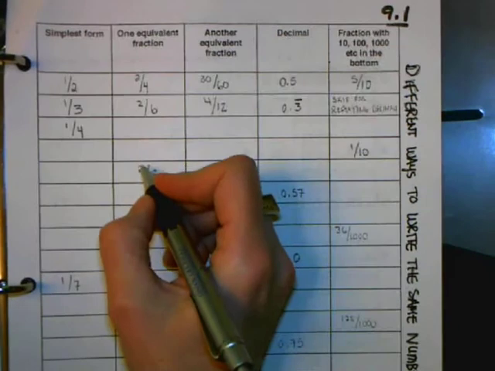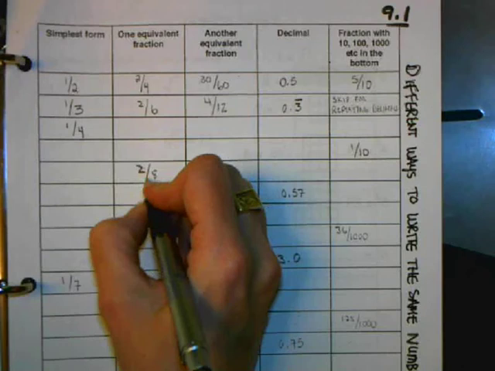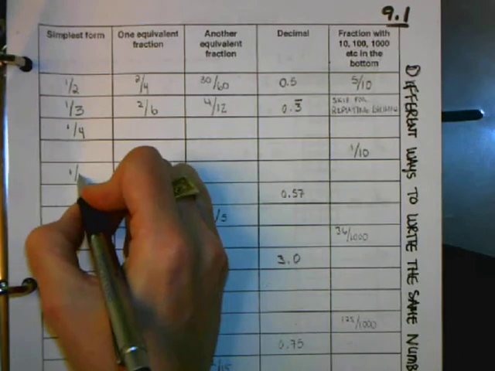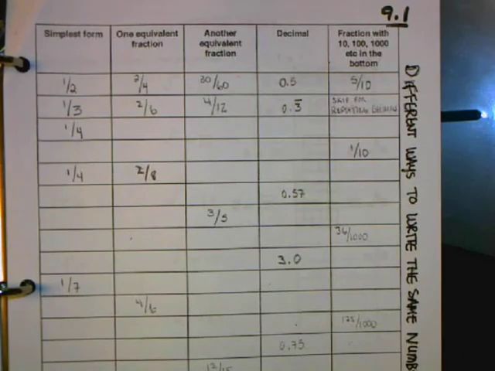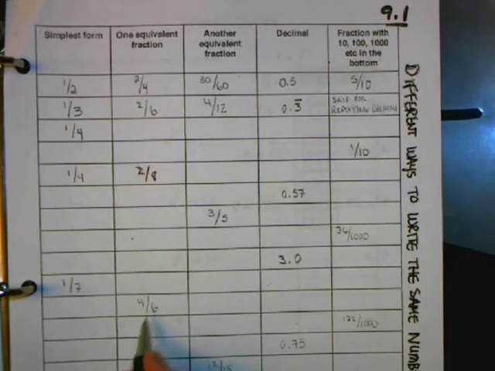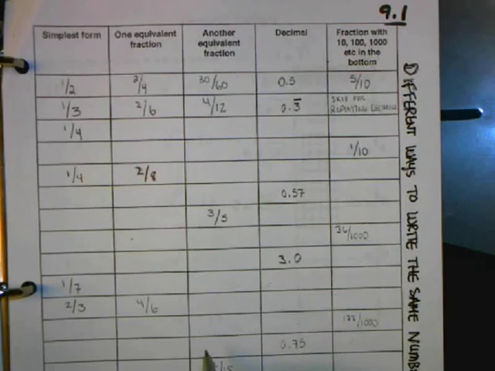For example, in this 5th row down, I told you that one equivalent fraction is 2/8. You can simplify that to 1/4. Further down below here, I tell you one equivalent fraction is 4/6. You know to simplify that to 2/3.